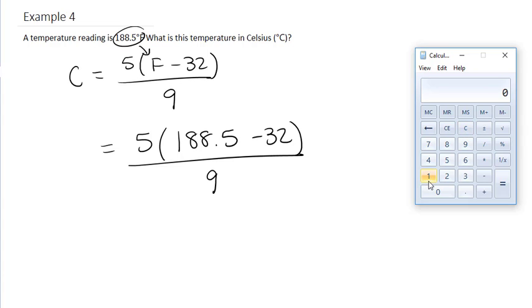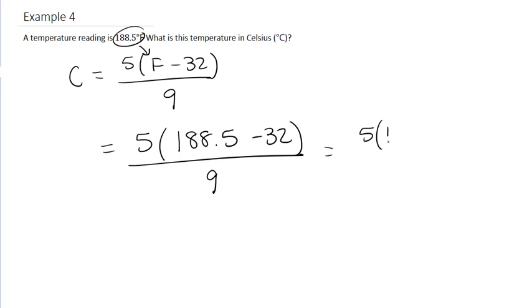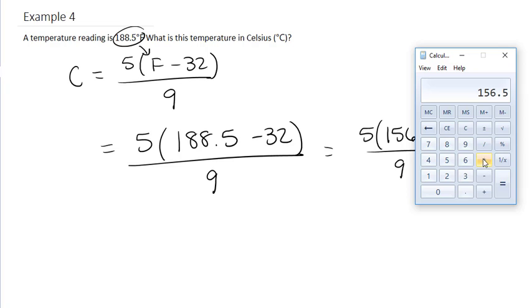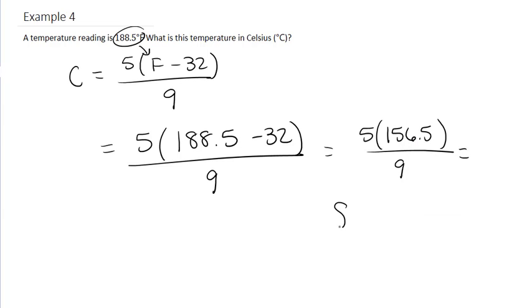So first we'll deal with our parentheses first. So we go 188.5 minus 32, which is 156.5. Then we multiply by 5 and then divide by 9. So multiply by 5, we get 782.5, then divide by 9, and we get 86.9. And then this is in Celsius.